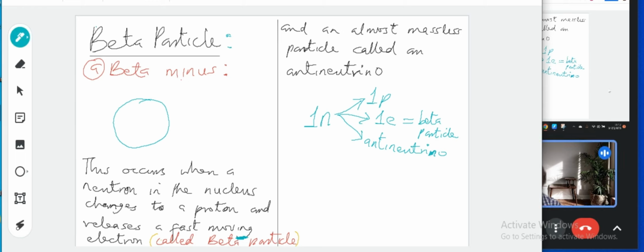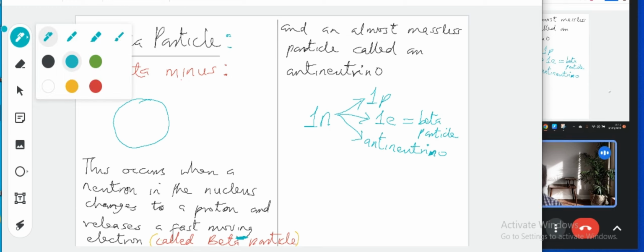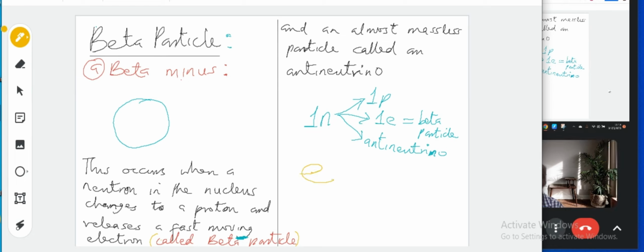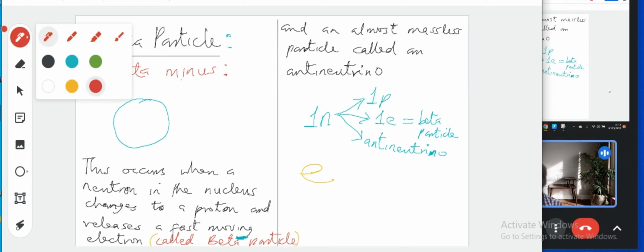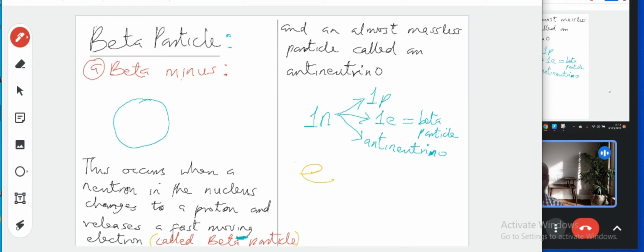The notation of a beta minus particle: since a beta minus is an electron, are you listening? Yes. The beta minus is an electron. So do you know the notation of an electron? What is the scientific notation of an electron? What's the mass number of an electron? 0. Atomic number -1. Yeah.